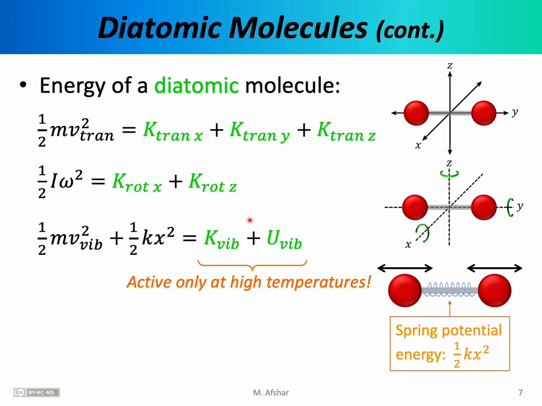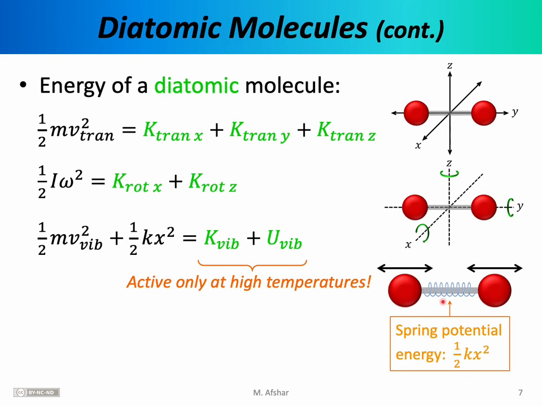Now it turns out that these 2 additional degrees of freedom are active only at high temperatures. In other words, these 2 sources of energy are significant only when the temperatures are relatively high. The reason for that is that for most diatomic molecules, this bond is quite strong and very difficult to stretch it. For example, oxygen molecules are diatomic molecules, and the covalent bond between the 2 oxygen atoms is quite strong. Ordinarily, at room temperature, let's say, when oxygen molecules move around in air, the bond is nearly fixed in length, and so there is almost no spring potential energy associated with the bond.